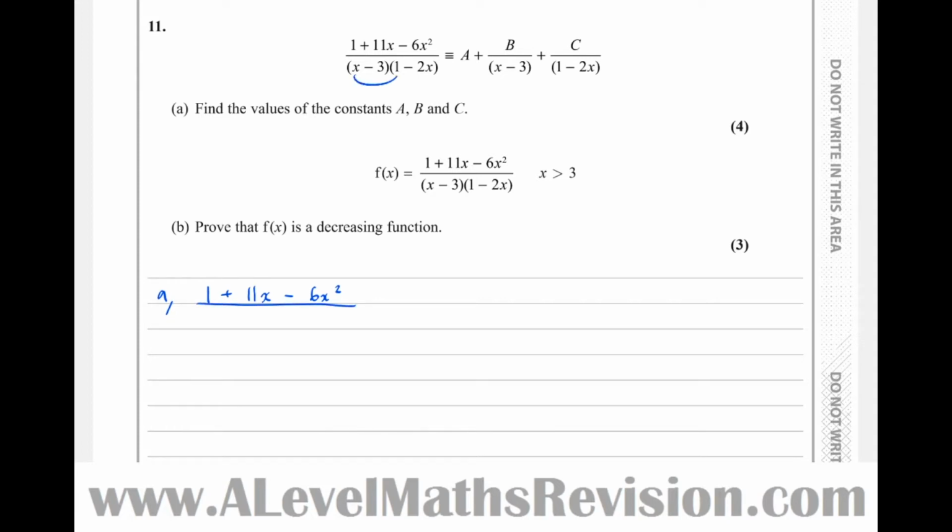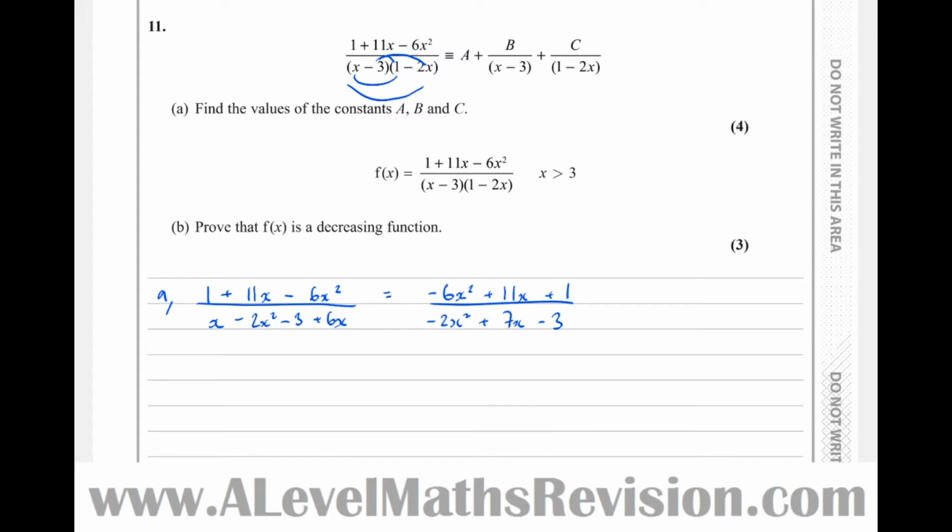So we get x minus 2x squared minus 3 plus 6x equals, so let's write this with the highest power first, so minus 6x squared plus 11x plus 1 over, and then we've got minus 2x squared, then we've got plus 7x, then we've got minus 3.